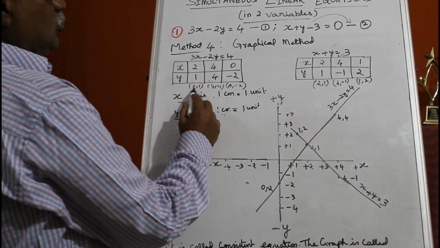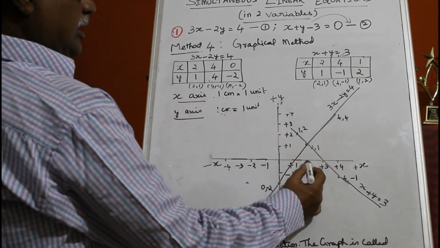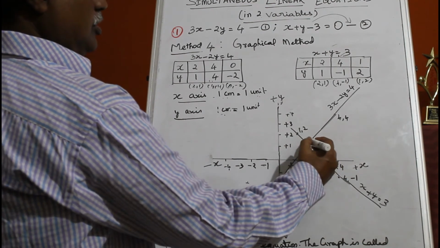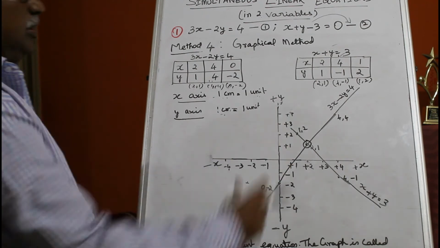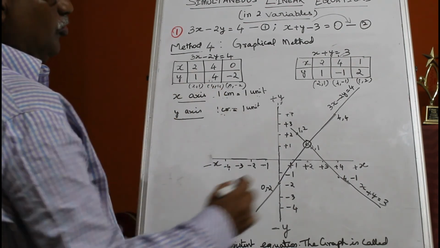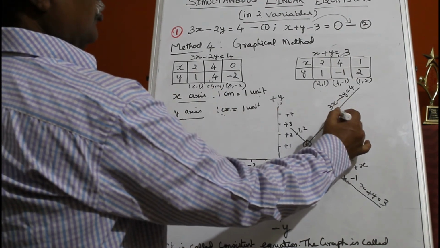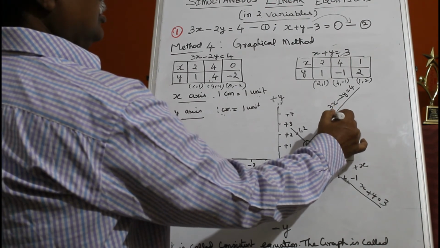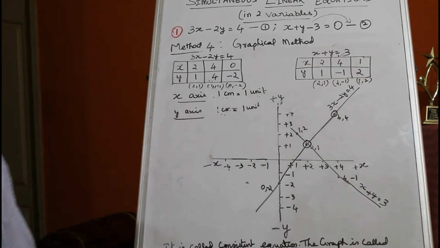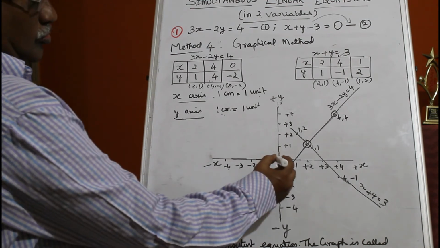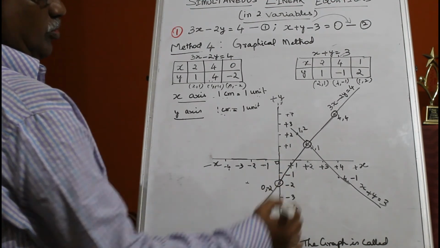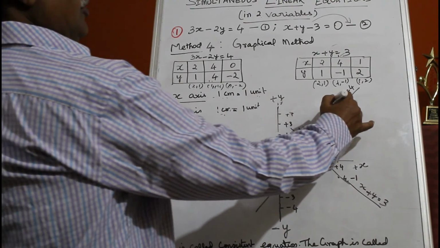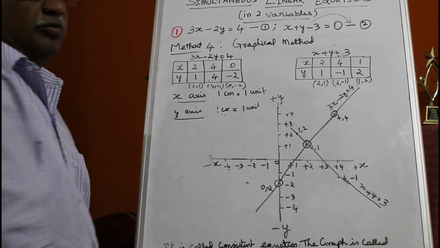The first point is 2 comma 1. Look here, x is 2 and y is 1. So this is the first one, 2 comma 1. As I said, this is an approximate graph. Second one is 4 comma 4. x is 4 and y is 4. So this point is almost 4 comma 4. The third one is 0 comma minus 2. So this point. Now you join this line, you get the first equation 3x minus 2y equal to 4.